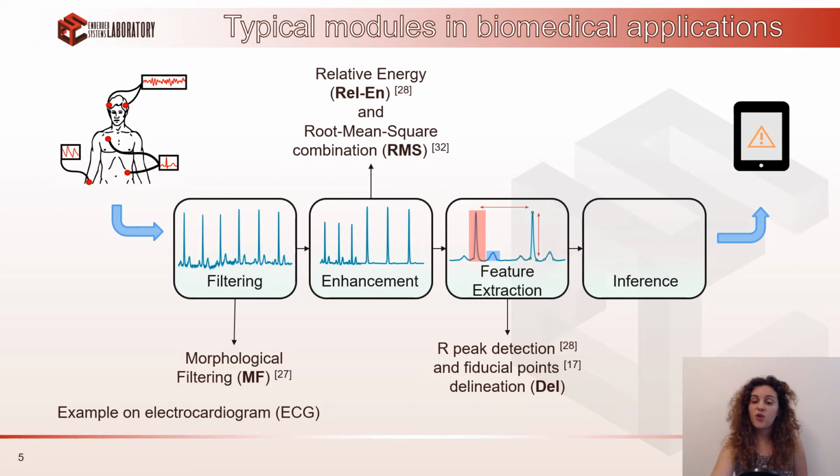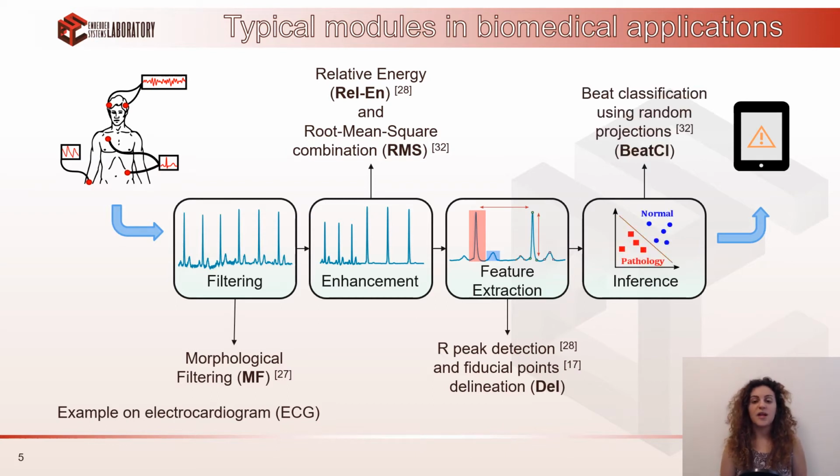Finally, the last module is the inference module, which can be any kind of classification or even prediction of pathologies or anomalies. And for this we use a well-known heartbeat classification algorithm using random projections. Then the output of the inference can go to a mobile device to alert the person or inform a doctor.